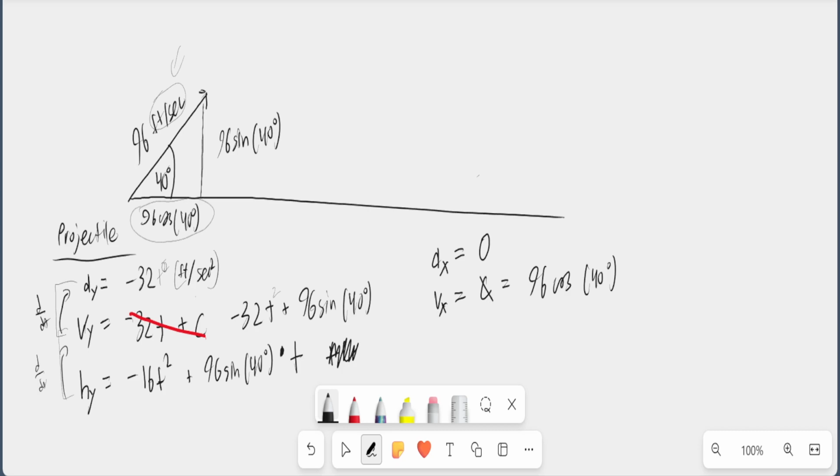Well, the horizontal speed is always going to be our initial launch value. It might not be this, right? Because imagine if it's on a moving car or something. Then you're going to have to take into account the moving car, right? But whatever speed it's initially launched at, that will be your velocity x. In this case, it's just 96 cosine 40. If it's stationary and you shoot it, it'll always just be whatever cosine whatever.